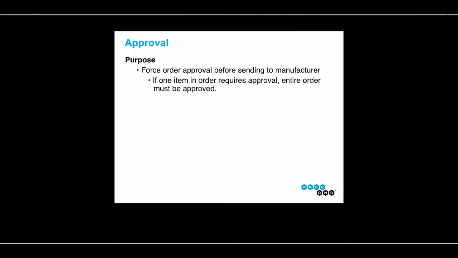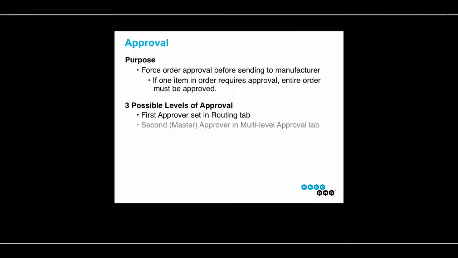Some important things of note about approval are: there are 3 possible levels of approval. A first level approver set in the Routing tab of Approval Setup and Management, which we will look at shortly. A second level approver that we refer to as a Master Approver set in the Multi-Level Approval tab. And a third level approver we refer to as Master Approver 2, set in the Multi-Level Approval tab.